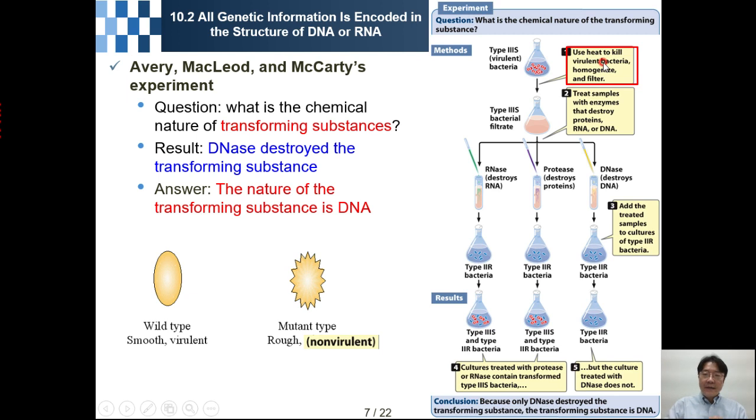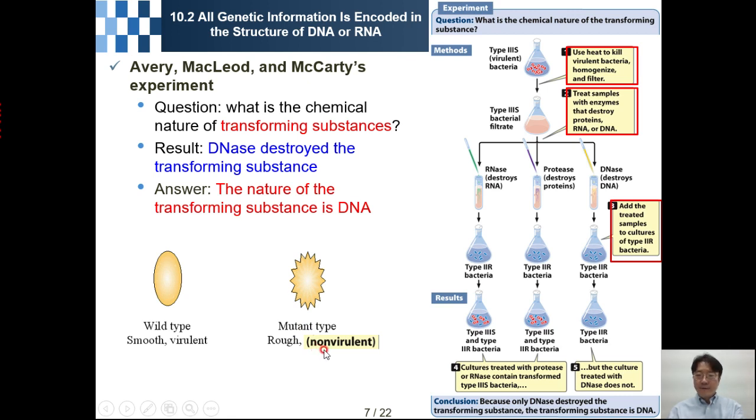After that, they homogenized and filtered it. So this is the S-type bacteria filtrate. After that, they treated the sample with enzymes. One enzyme can destroy the RNA, another enzyme can destroy the protein, and the final enzyme can destroy the DNA. Okay? After that, they added the treated sample to the culture of type R bacteria. So what is type R bacteria? Type R has a very rough surface and is non-virulent.